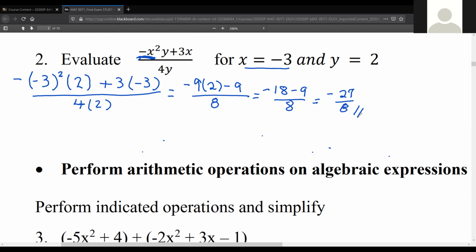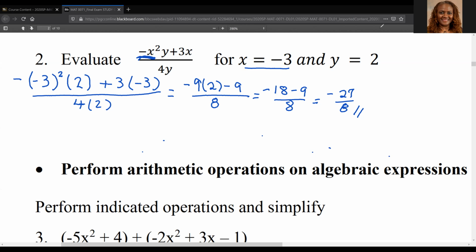You don't have to work it out into a mixed number or anything like that. Questions here? Any questions? No. Okay, no questions.